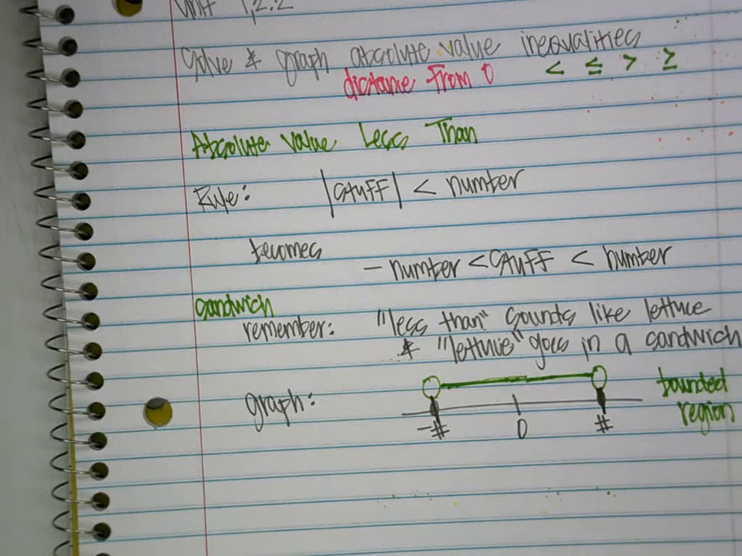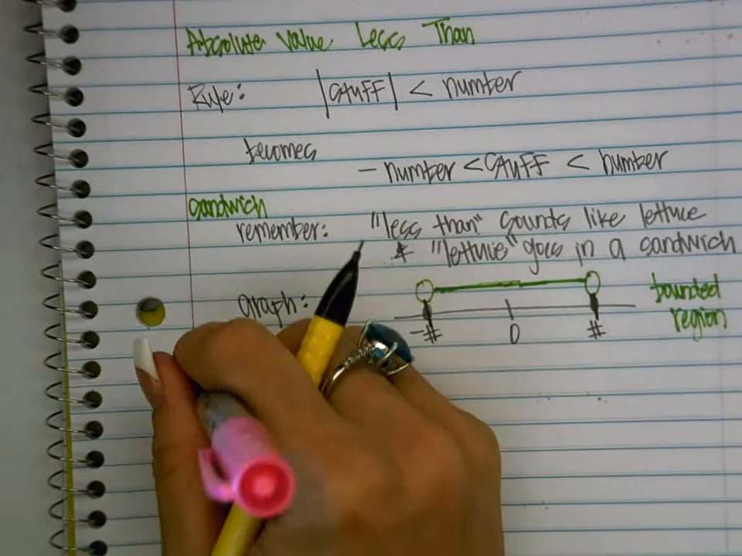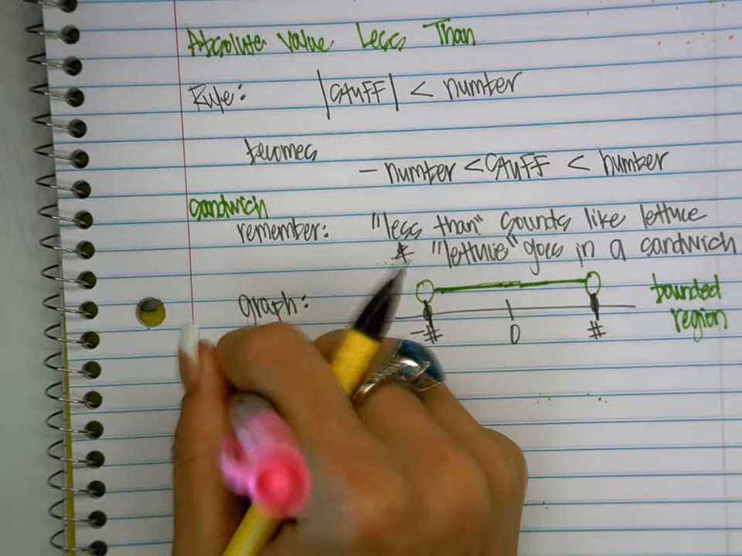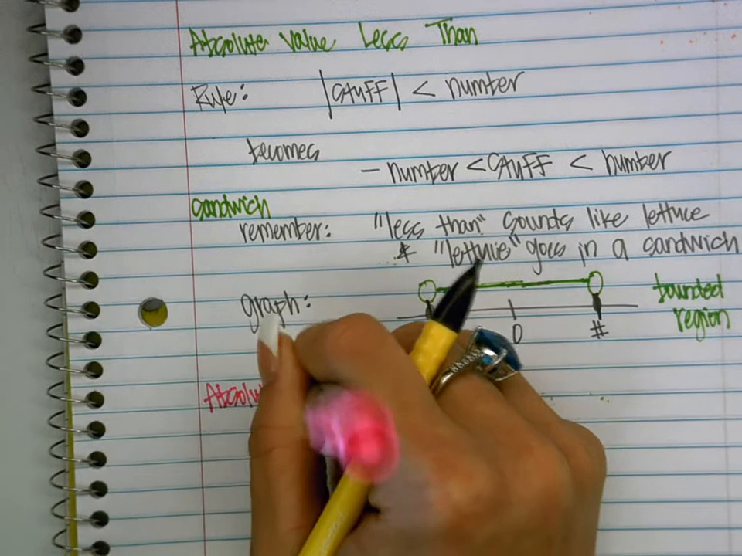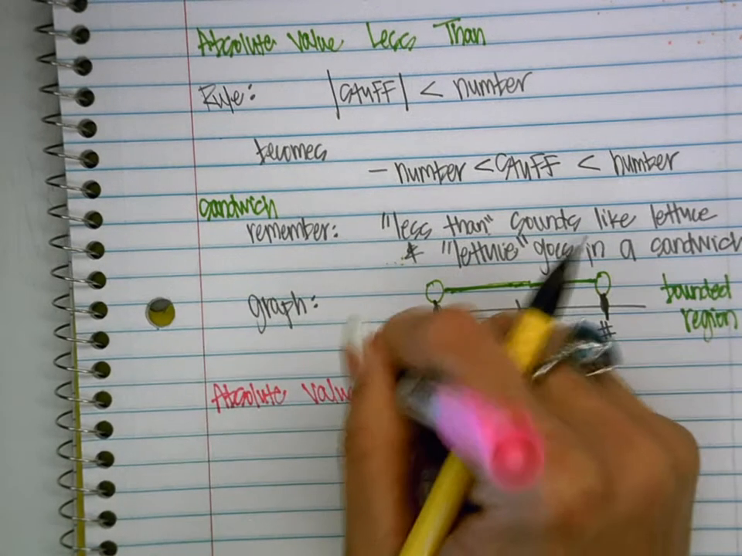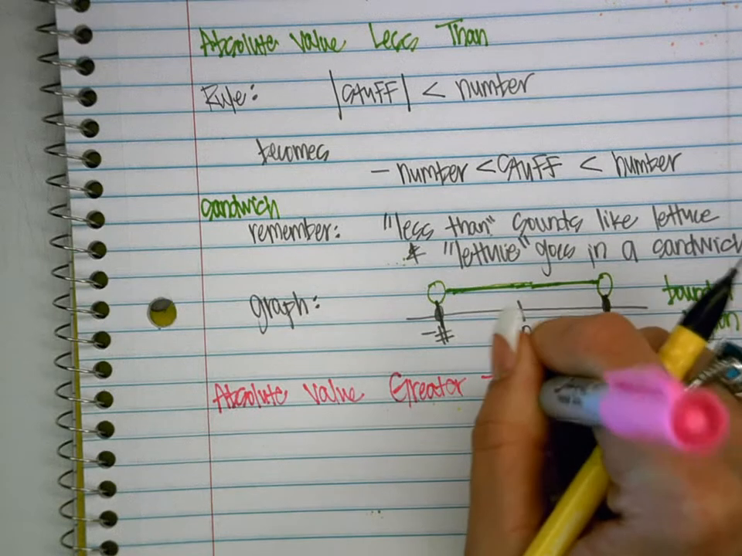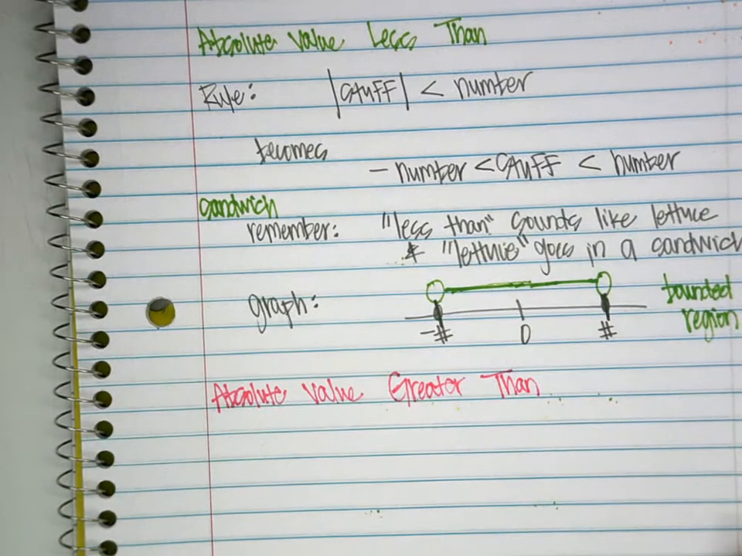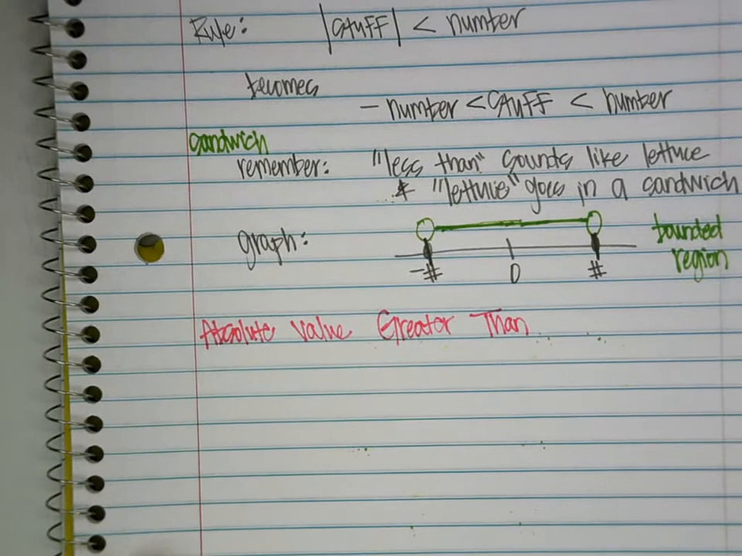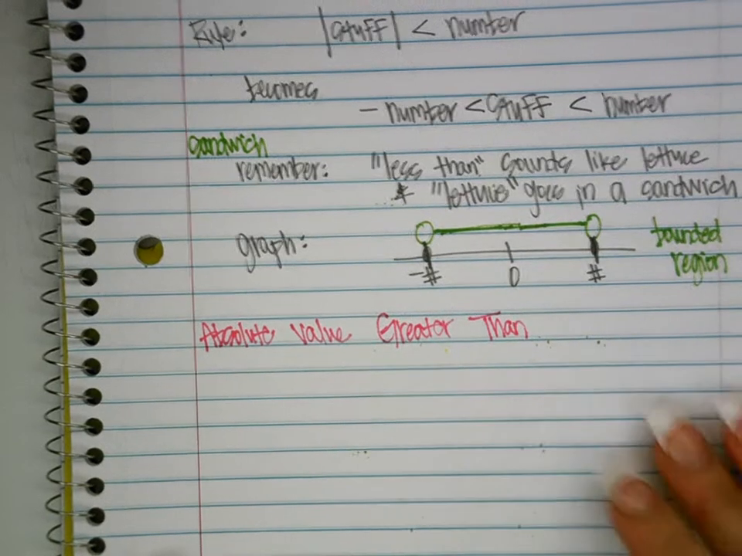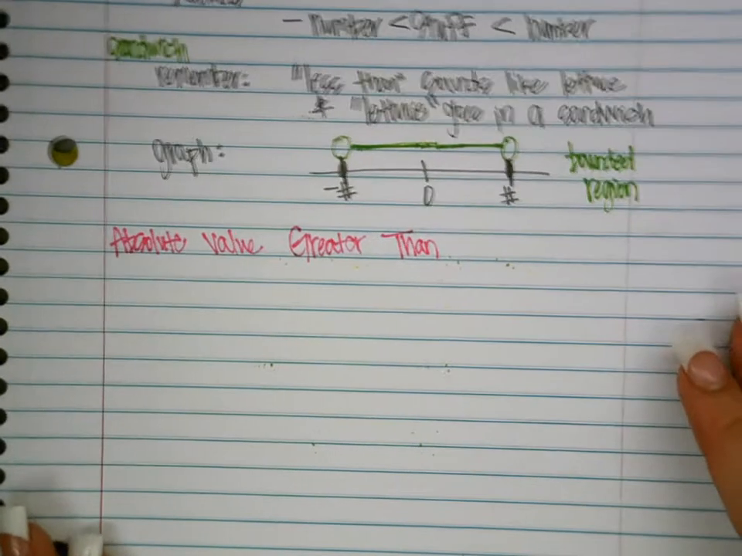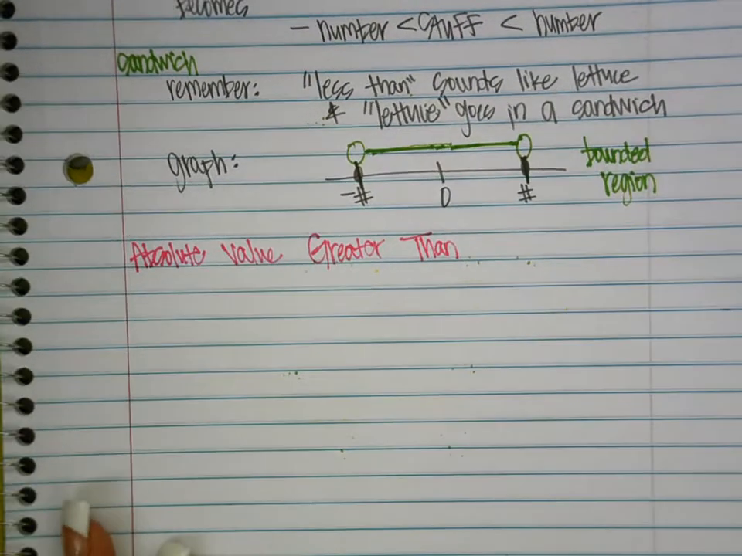Okay? Other than that, you can also have absolute value greater than equations. Okay, so I'm just going to give you kind of the rules, and then we're actually going to do some math here in just a minute, I promise. It's not just going to be strange theory. So, absolute value greater than.